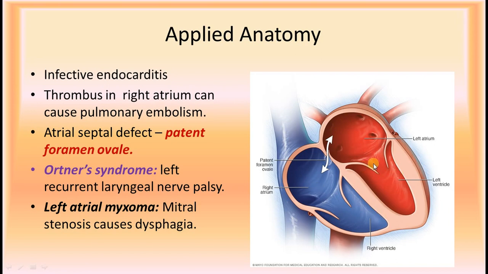So in mitral stenosis, if there is hypertrophy of the left atrium, it might compress the posterior mediastinal structures, where you can see left recurrent laryngeal nerve palsy. So hoarseness of voice is a symptom. Then again dysphagia, difficulty in swallowing, in left atrial myxoma. Okay, but in some books, Ortner's syndrome, they also say it brings about dysphagia due to the mitral stenosis, because this will compress the posterior mediastinal structures.